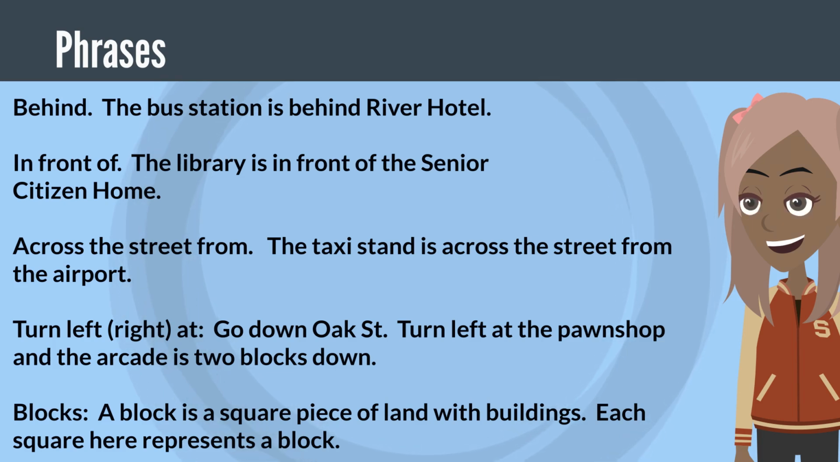Turn left, right, at, go down Oak St. Turn left at the pawn shop and the arcade is 2 blocks down. Blocks. A block is a square piece of land with buildings. Each square here represents a block.